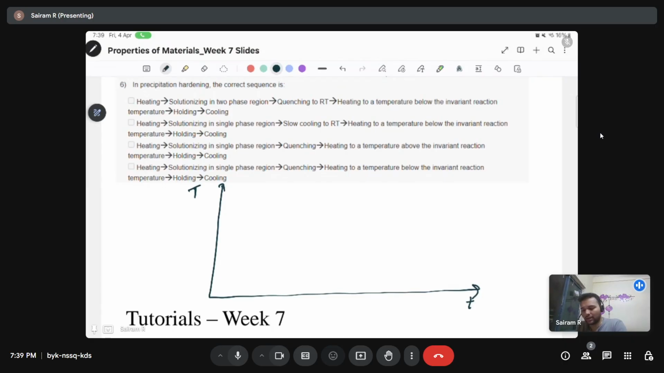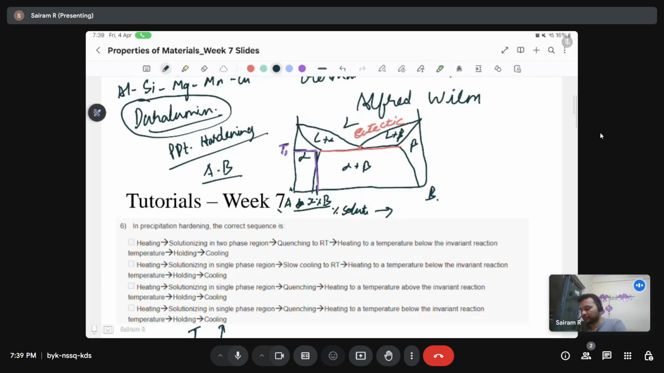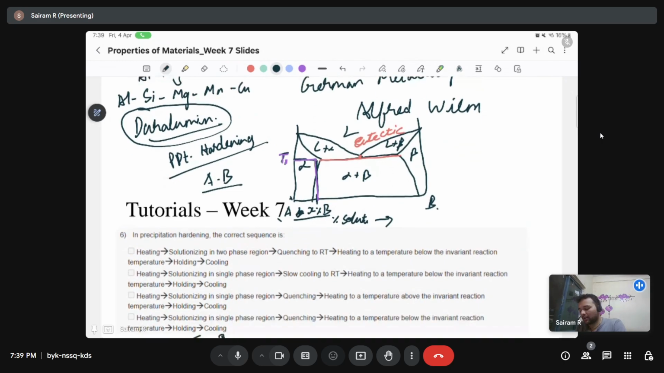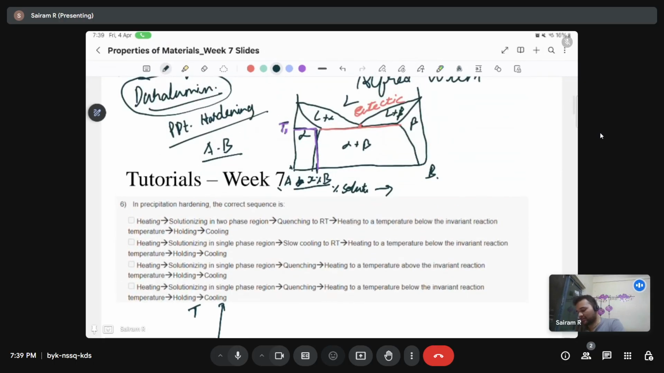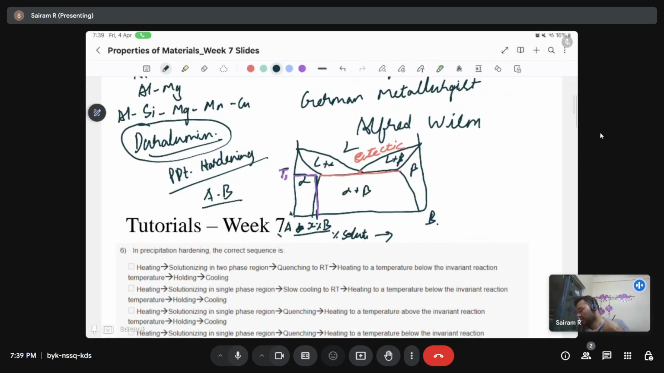So this is what we call a TTT diagram of sorts, and this is a basic representation of a phase diagram. The diagram below is going to tell us our heat treatment cycle, and this is going to tell us the temperatures at which we are going to be selecting our composition, right? We'll do the heat treatment at temperature T1. Why are we doing that?